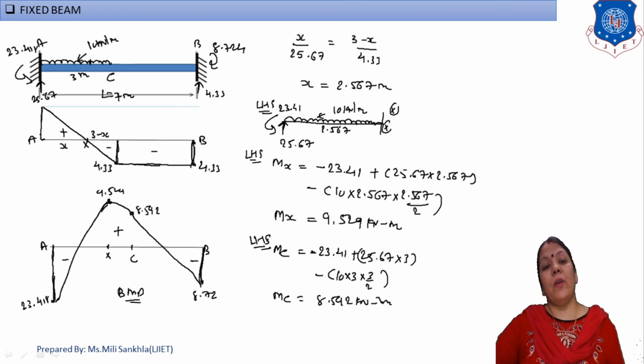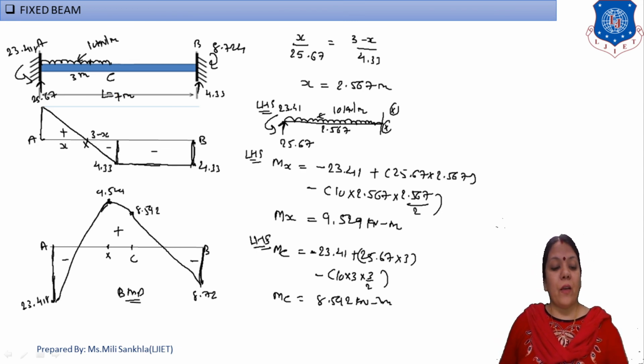Okay, now in this session we complete the example of the fixed beam, and in the next session we start our new method, that is the consistent deformation method. Just now we stop here. Okay.